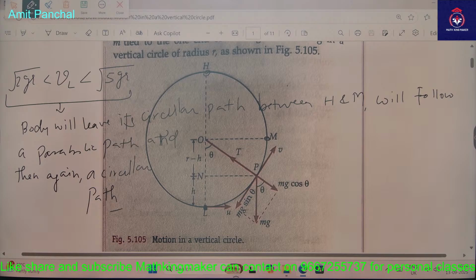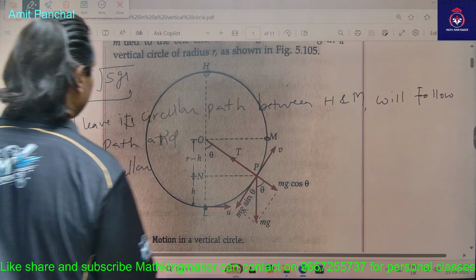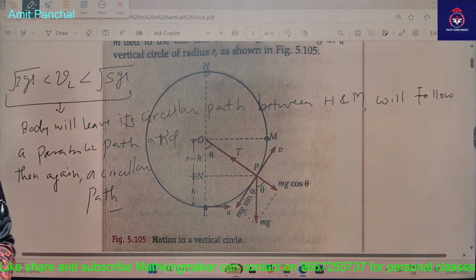Sir, can you say why did we do 5gr minus 4gr? I know how we got 4gr, why did we subtract it from 5gr? Because u square equal to 5gr is the minimum velocity of projection. Where did we write that? We just said u square is greater than or equal to 5gr. It should be greater than or equal to 5gr.